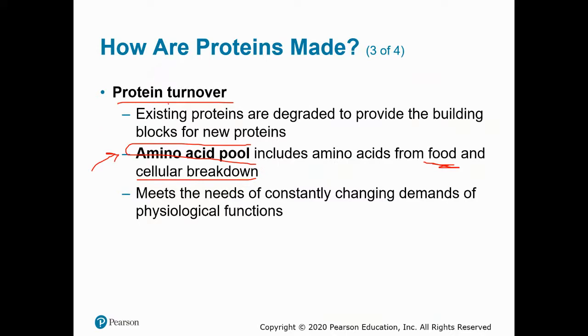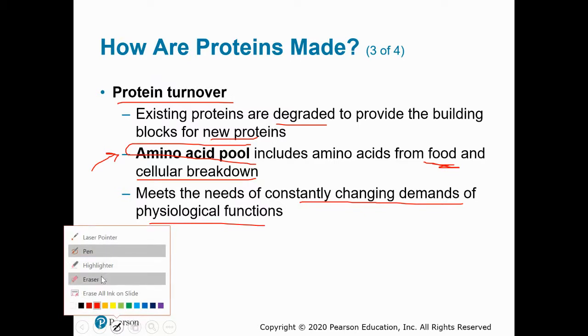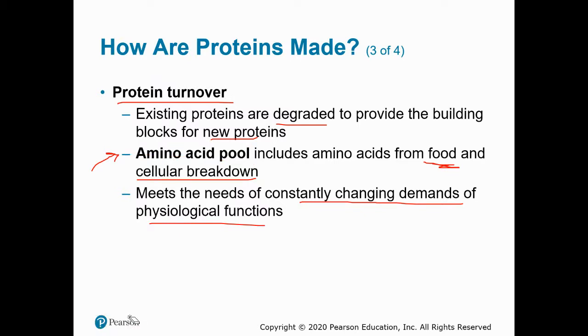So any cells are always going to have this small pool of amino acids so that the cell can continually build new proteins as needed. So protein turnover, existing proteins are degraded to contribute to the amino acid pool to provide the building blocks for new proteins. So this meets the constantly changing demands and physiological functions of the cell. Just going to erase this because we want you to understand the amino acid pool and the concept of protein turnover.